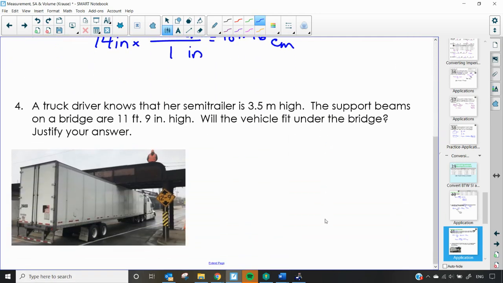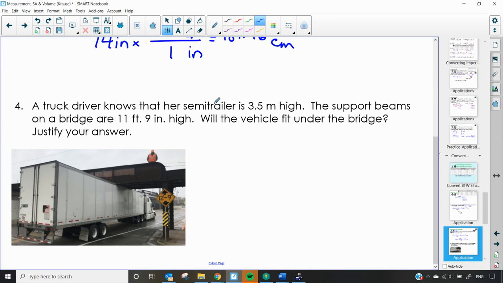All right, now I don't know about you, but a common problem that I see once in a while, we've even seen it in the hat, is when a truck driver doesn't know the right height to get under a bridge. And so if you look on Google Images, there's tons of pictures out there about trucks that have not made it under the bridge. And all of this just comes to knowing their height and knowing their conversions. So a truck driver knows that our semi-trailer is 3.5 meters high. The support beams on a bridge are 11 feet 9 inches high. And our question is, will the vehicle fit under the bridge? All right, so let's find out.